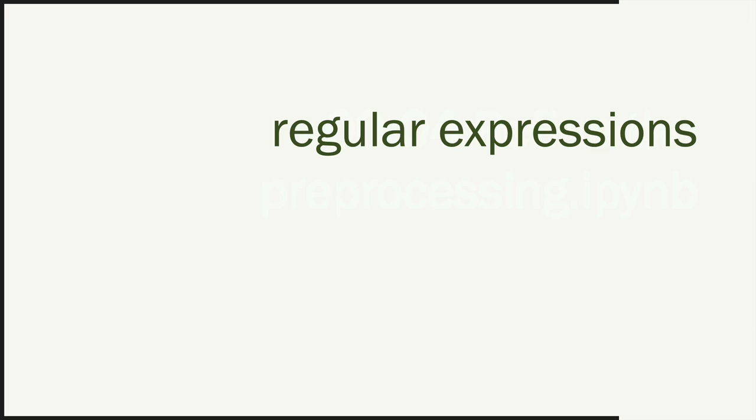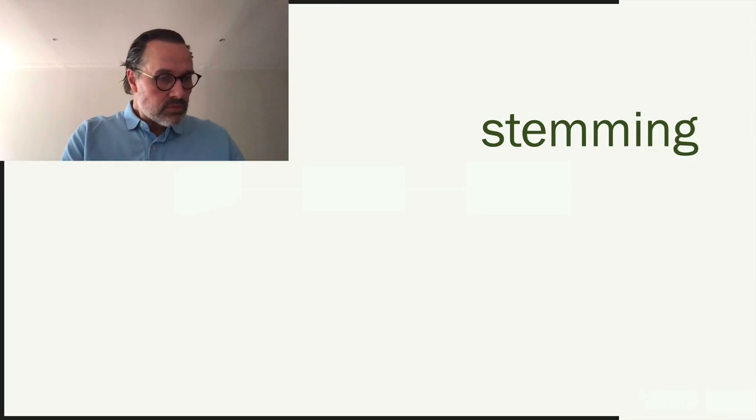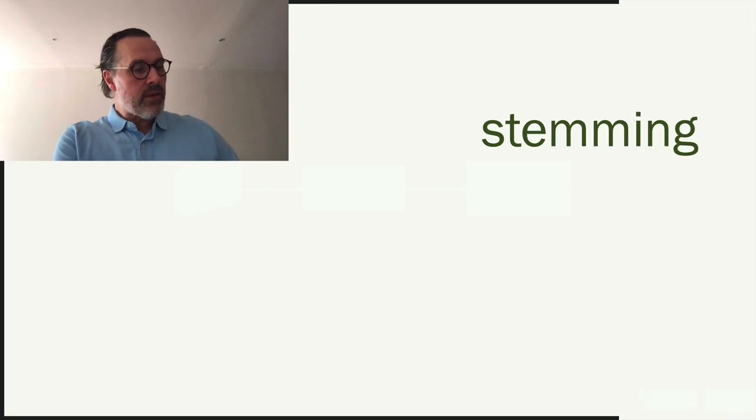So let's have a look at what our pipeline is going to look like with using regular expressions for tokenization. So we start with our reviews, and then we tokenize. Now this \b\w+\b is an example regular expression that we might use to break up word boundaries and find any number of words in between them. We can use all sorts of different things, and you can see this in the notebook. So then we go on to form our 1 and 2 grams off the back of the tokenization and go from there. The next thing I want to talk about is stemming.